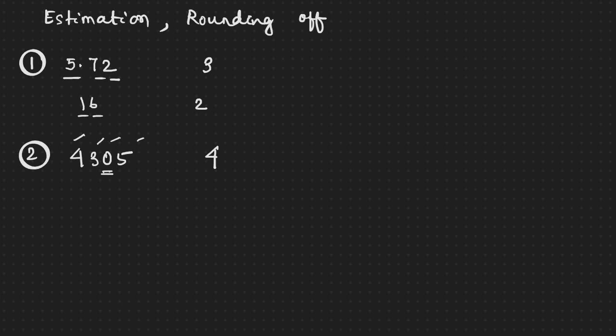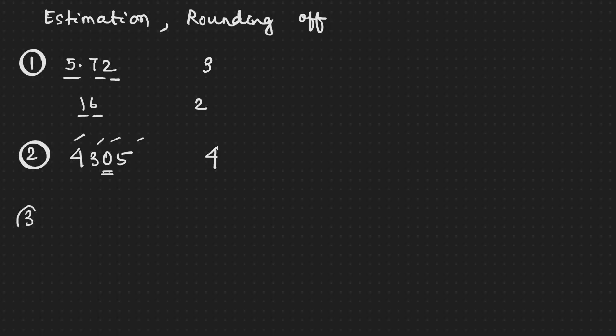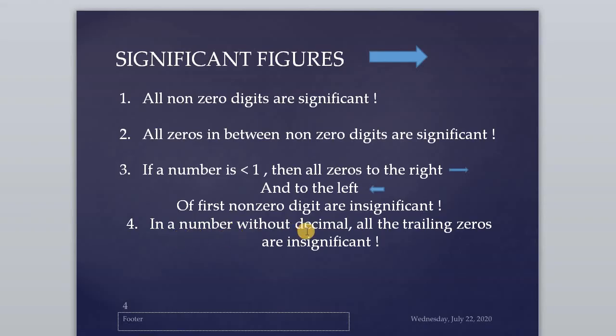What is the catch? All zeros between non-zero digits are significant, but all zeros to the right of the last non-zero digit are insignificant. The third rule is about trailing zeros. The fourth one: in a number without a decimal, all the trailing zeros are insignificant. What does this mean? If it is a whole number, all the trailing zeros, that means to the right, are insignificant.